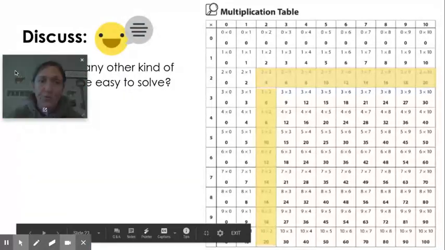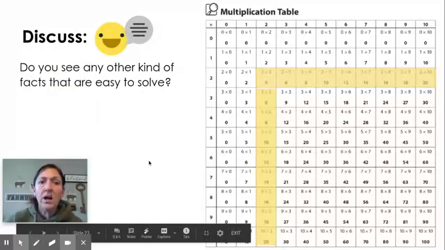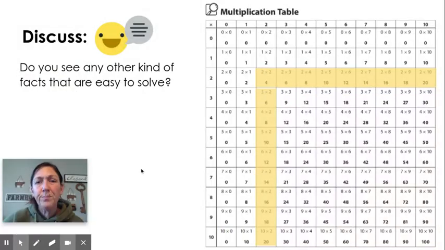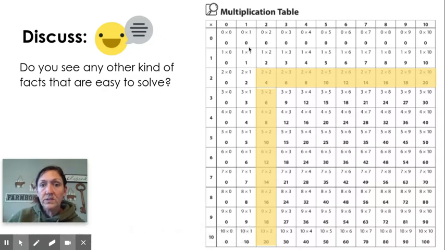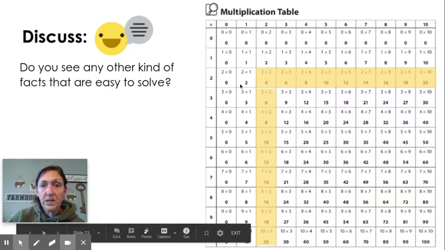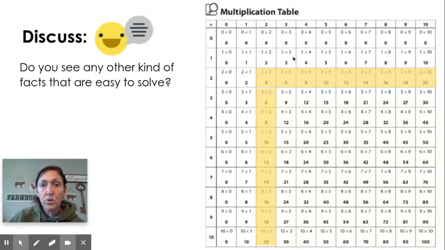All right, thank you for doing that. Now, do you see any other kind of facts that are pretty easy to solve? I noticed that this whole row of zeros and this whole column of zeros, that's pretty easy to solve. Anything times 0 is 0. And I noticed this row is counting by ones. That's pretty easy to solve. And this row is counting by ones. Those are pretty easy to solve also. Anything times 1 is the other number. Great job.